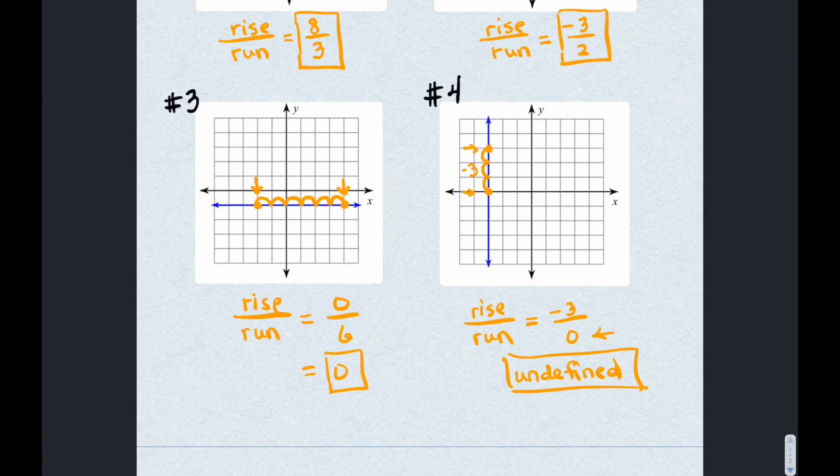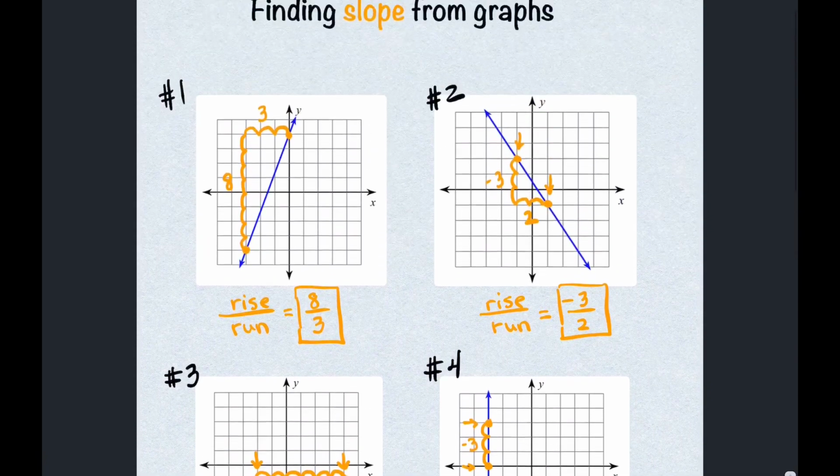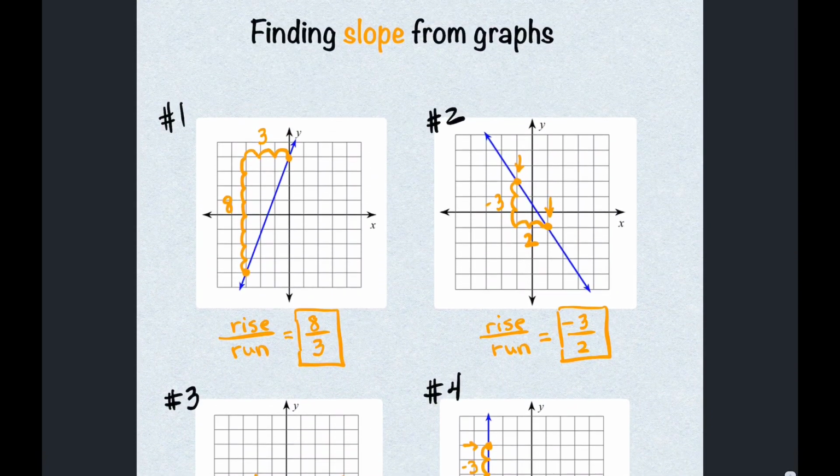And that is how you find slope from a graph.